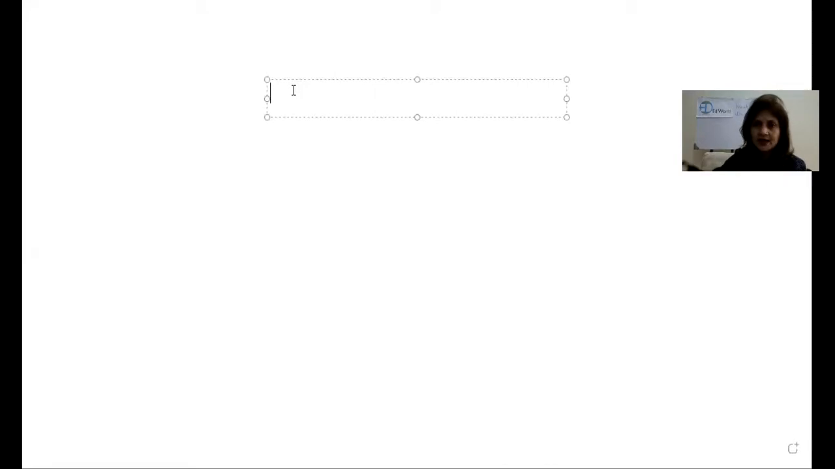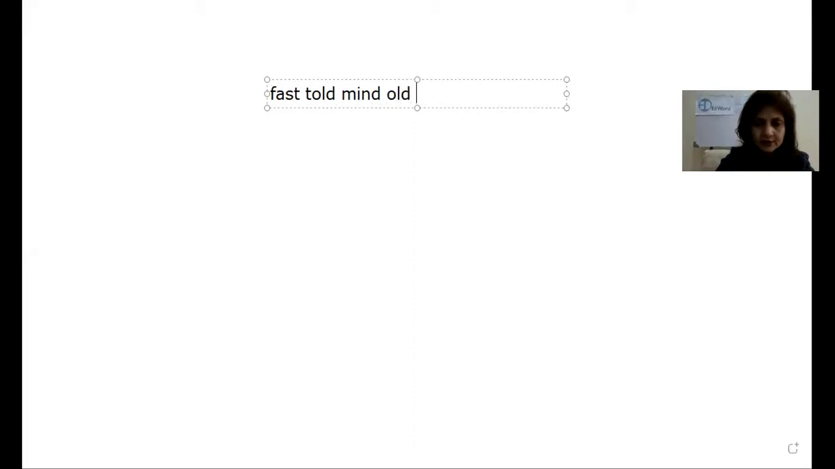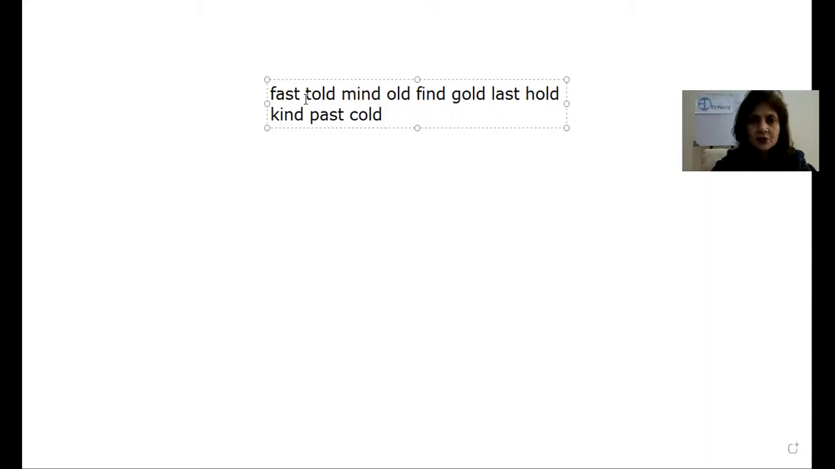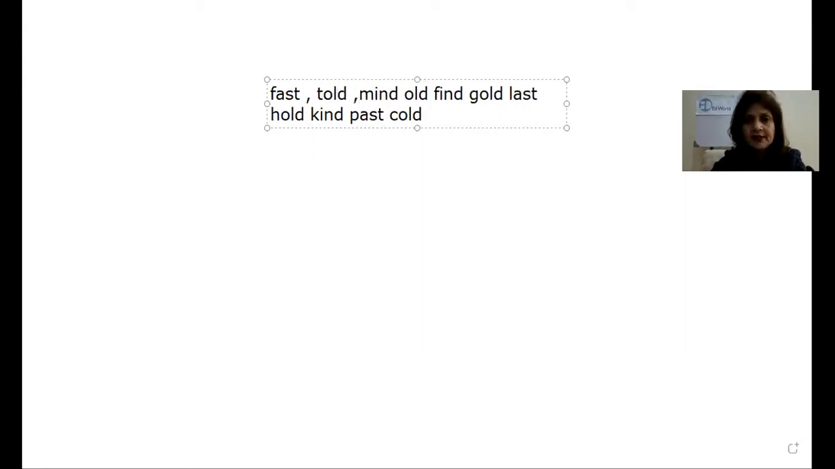Okay, now the words which I have to write are fast, told, mind, old, find, gold, last, kind, and cold. Now these are different types of words, right? You have to first find out the pattern of these words, what the pattern actually is and what rhymes with which words. Okay. All right. Just a minute.